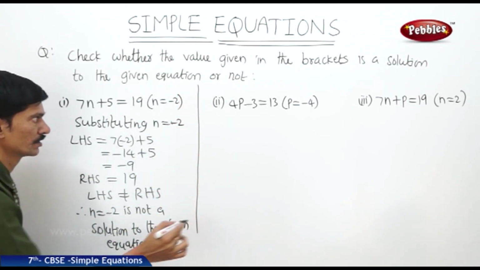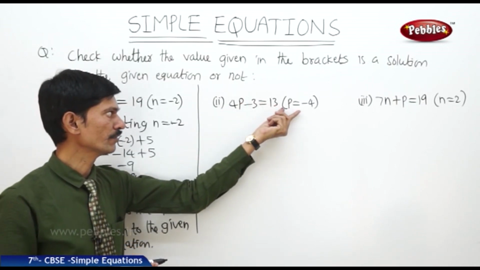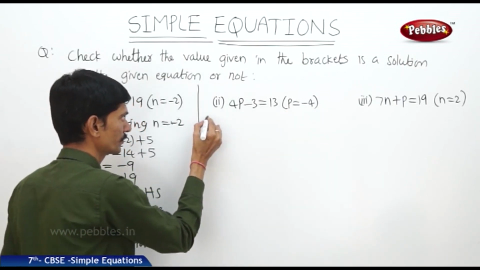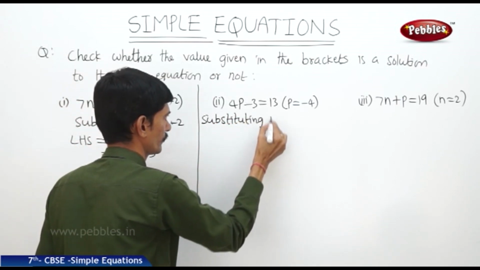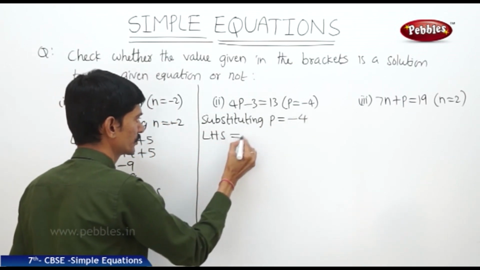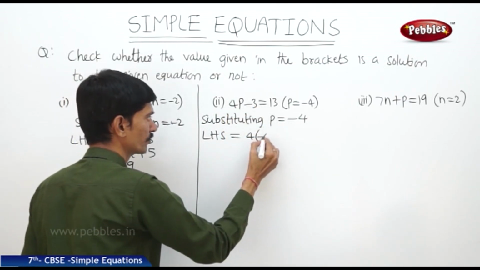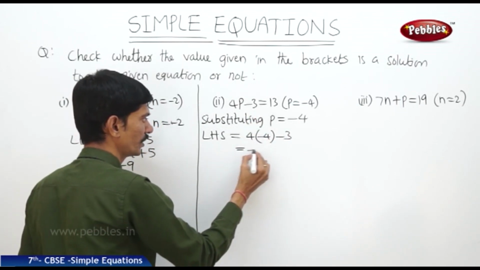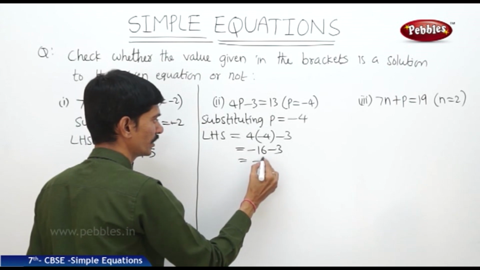Now let us take the second question. The given equation is 4p minus 3 equals 13 and here the p value is minus 4. Now again here you will substitute the p value minus 4. Now substituting p equals minus 4 in the LHS. Now LHS equals 4p minus 3, 4 into p value which is minus 4, then minus 3. So this equals plus into minus, minus, and 4 fours are 16, then minus 3. So minus 16 minus 3 is minus 19.